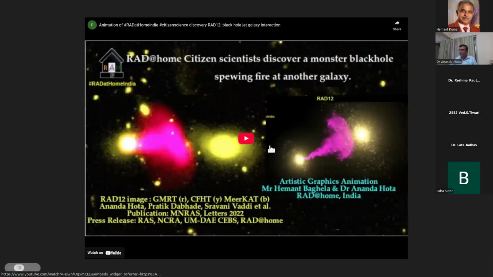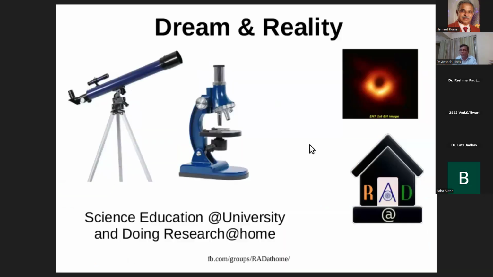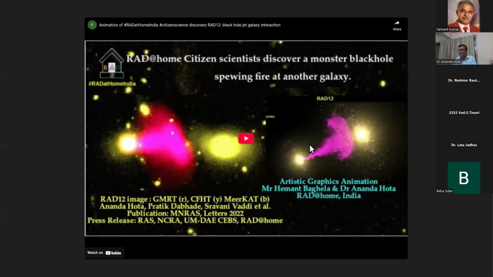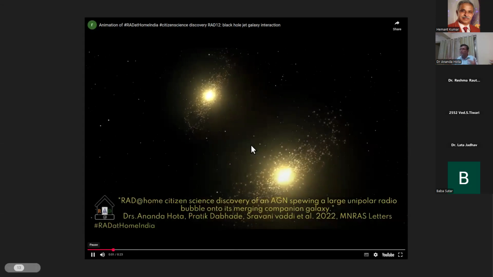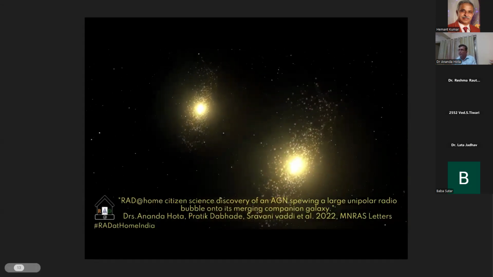Such a case, where the plasma hits another galaxy and bounces back, has never been seen before. That is the point, that is why this was so famous. Such a plasma returning back and forming a mushroom bubble was never seen before.